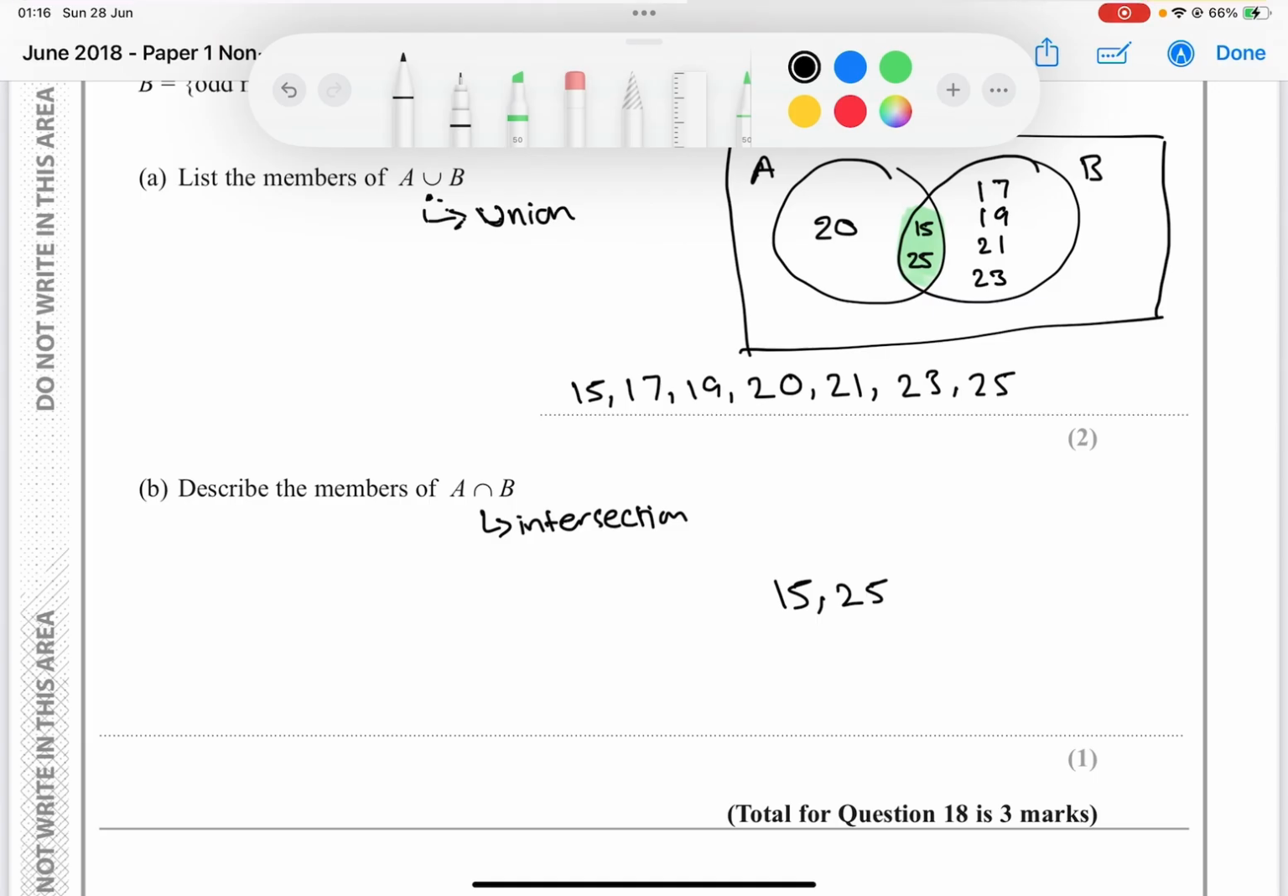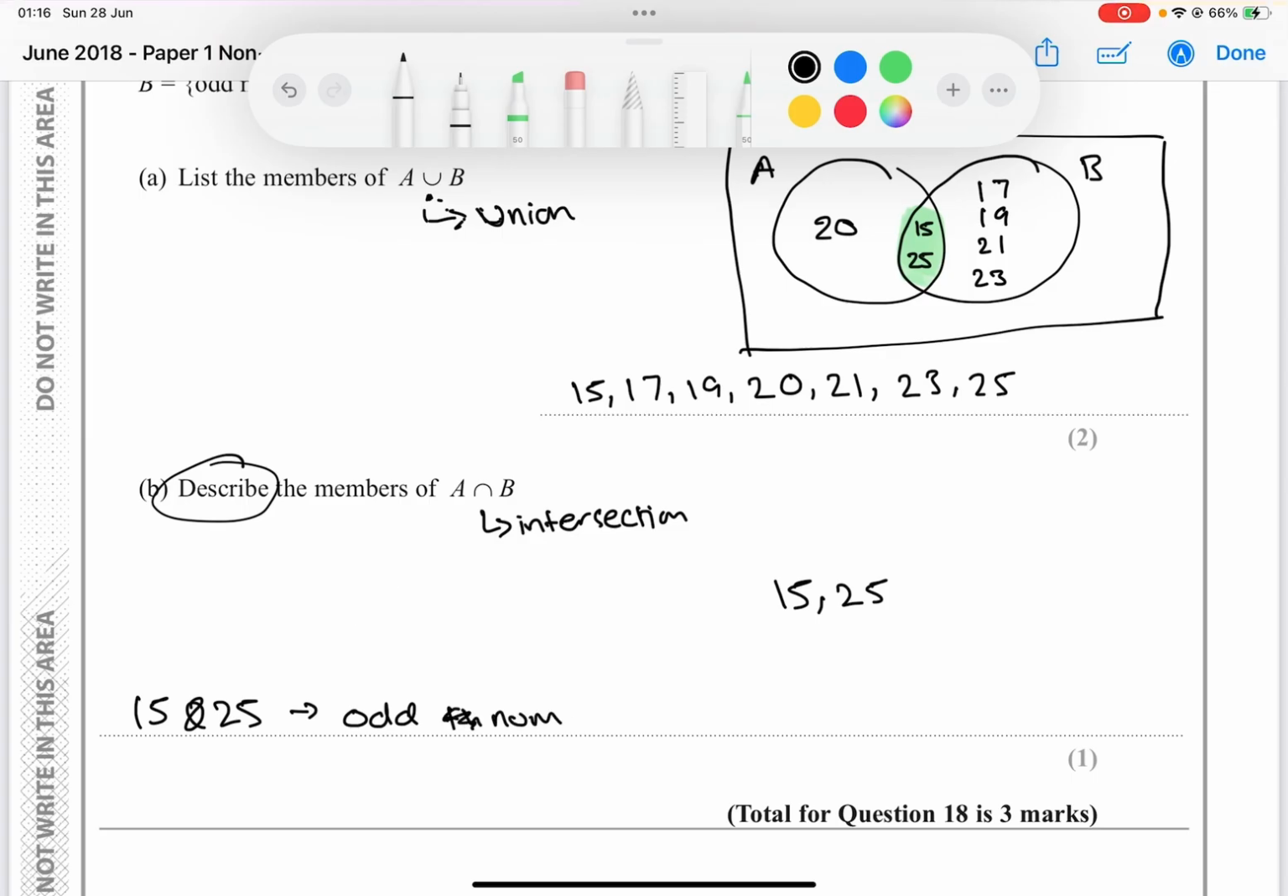Now it says describe, but looking at the mark scheme, it says you either give a statement or you can just say 15 and 25. So if I just said 15 and 25, I would have got the mark. But because it says describe, I would probably actually just write a statement. So I would probably write that A and B are basically the odd numbers.